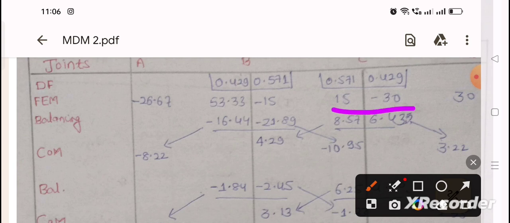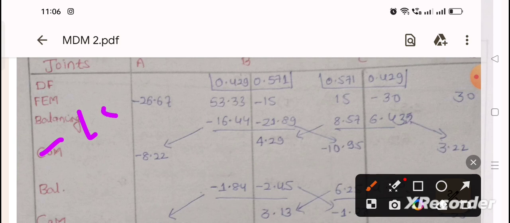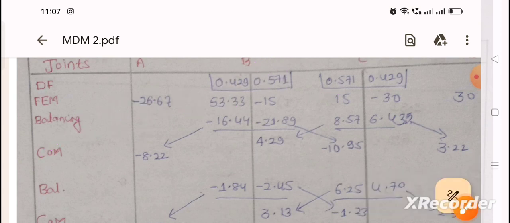Next, you tell me how you will do this one. The addition of these two, 15 minus 30, what is the answer? Minus 15 is the answer. So this minus 15 is to be multiplied with what? This 0.571. If we multiply 15 into 0.571, you are getting minus 8.57. So I am getting minus, and for balancing you are supposed to write plus.